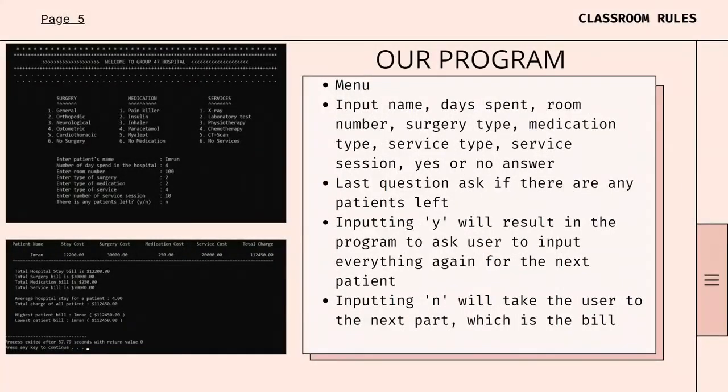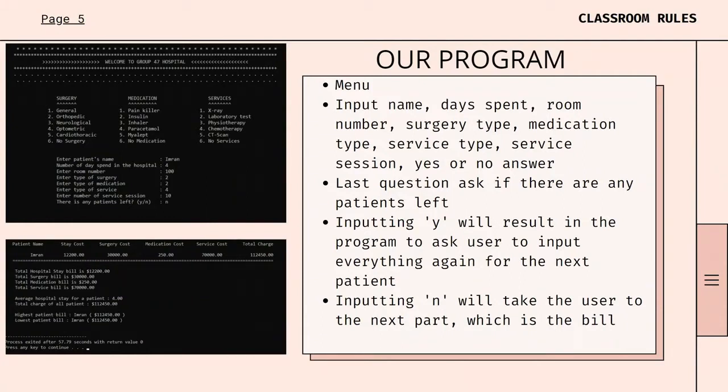So, this is our program. As you can see, it has a menu consisting of 3 things: surgery, medication, and services. So our program will ask the user to input name, day span, room number, surgery type, medication type, service session, and lastly, yes or no. The last question asks if there are any patients left.